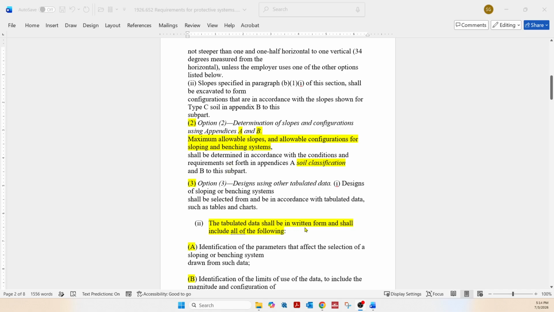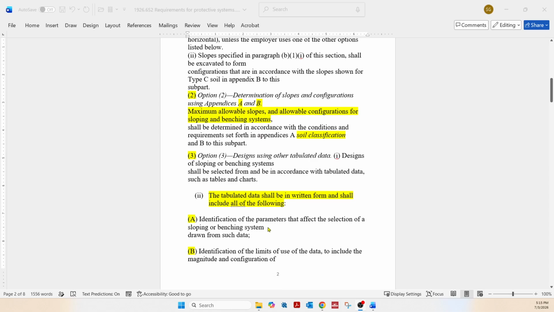So we talked about slope. Option 3, designs using other tabulated data or designs of sloping or benching systems shall be selected from and be in accordance with the tabulated data such as tables and charts. I don't guess you know what tabulated data is. Well, by now you might, because we're going to have it here probably in this week 6. I think this is all coming from week 6. In written form shall include identification of parameters that affect the selection of a sloping and benching system and the identification of the limits of use of the data.